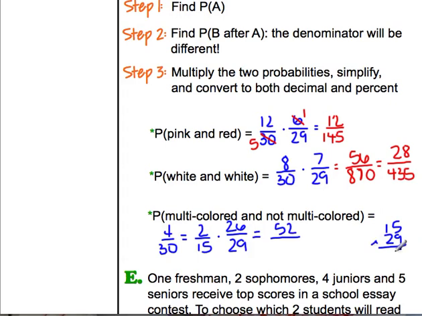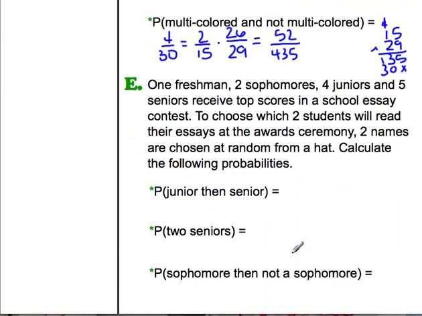9 times 5 is 45. Carry the 4. 9 times 1 plus 4 is 13. 5 times 2 is 10. Carry the 1. 2 times 1 plus 1 is 3. So that means that I have 435, and I will let you take care of the decimal and the percent. Moving on to our last example.